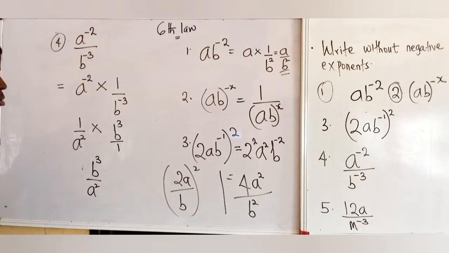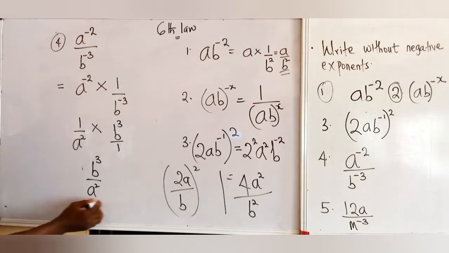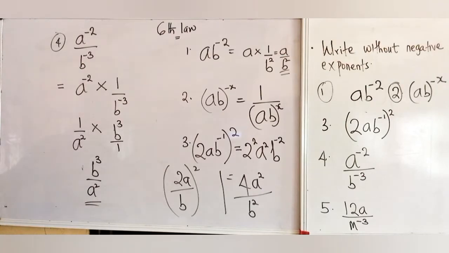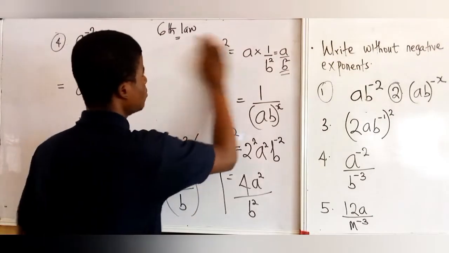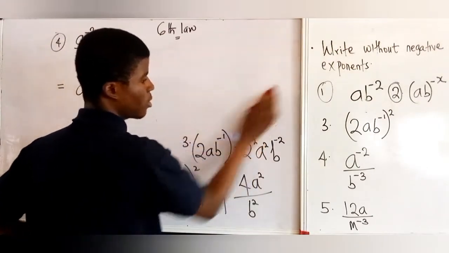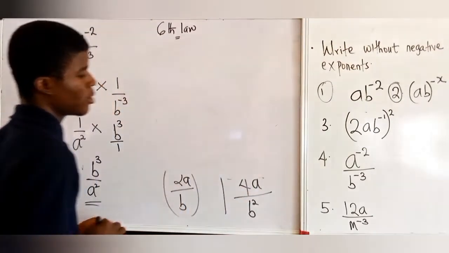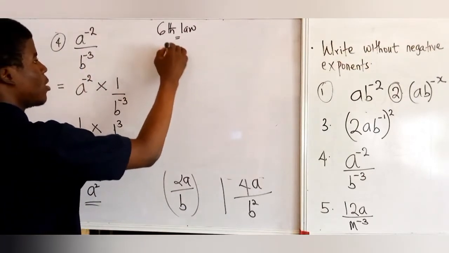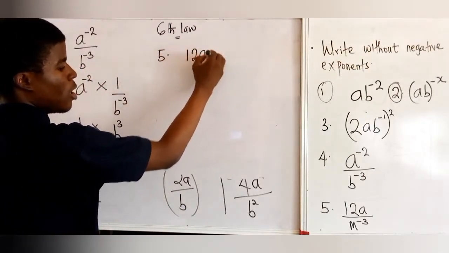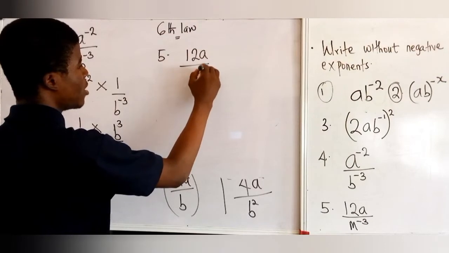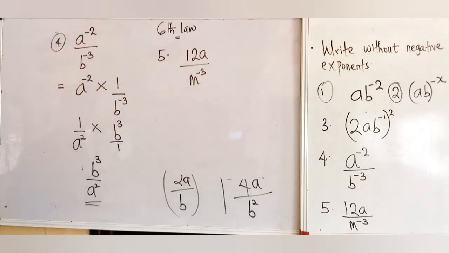So this is what the answer is to this question 4. Then the last question, which is question 5. Write 12a over n to the power of minus 3. Write it without negative exponent.